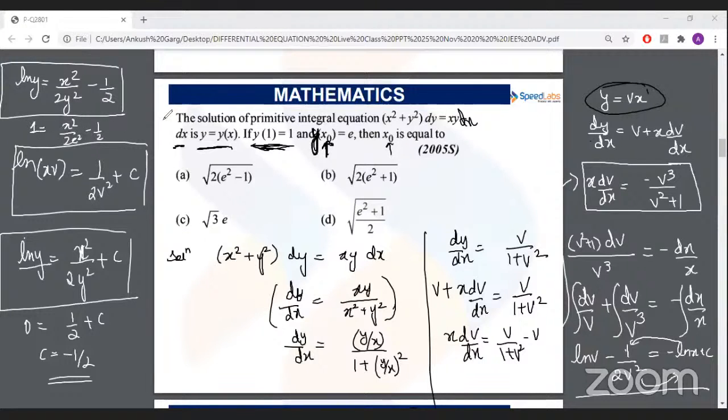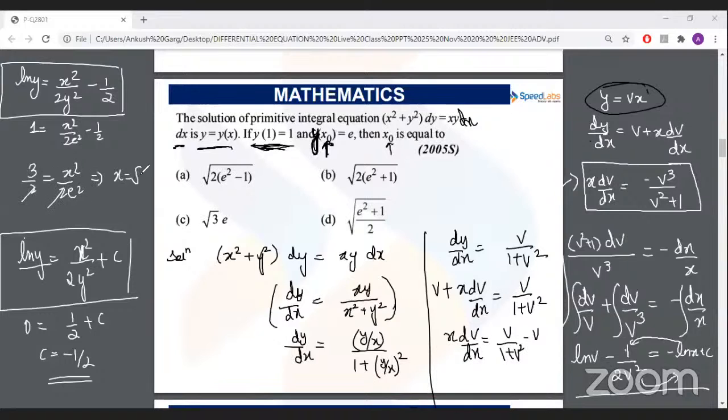So taking minus 1 by 2 on the left hand side, this will become 3 by 2. 3 by 2 equal to x² upon 2e². 2 and 2 are getting cancelled. And after cross multiplying, you can clearly see we're getting x equal to root 3 times e. So your option number C will be the correct answer. Okay, the correct answer will be option number C.